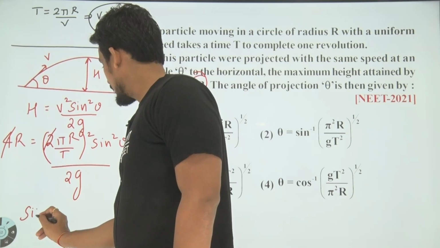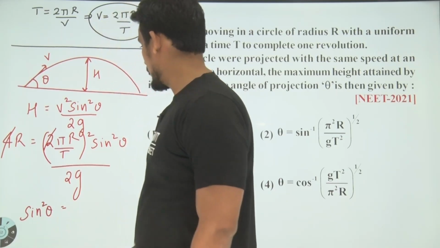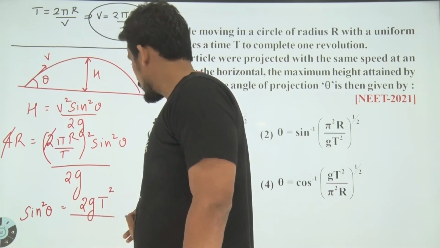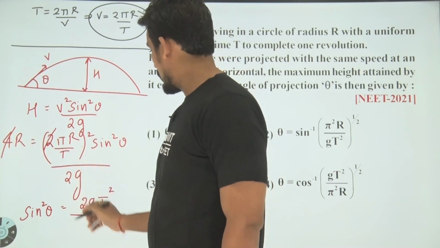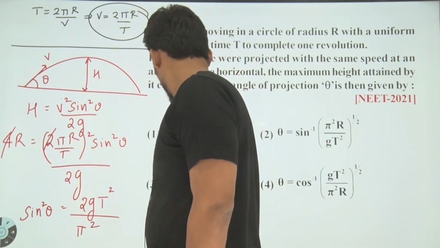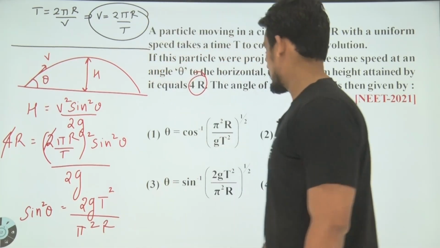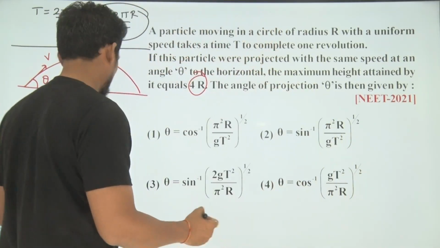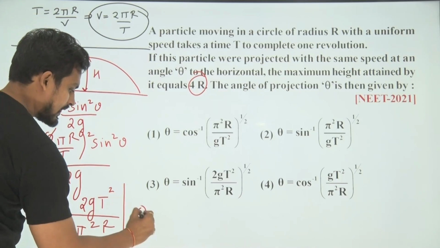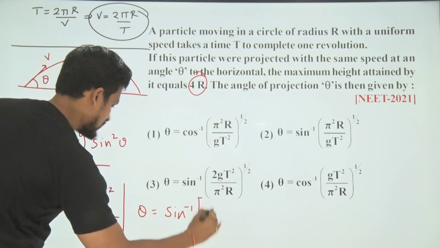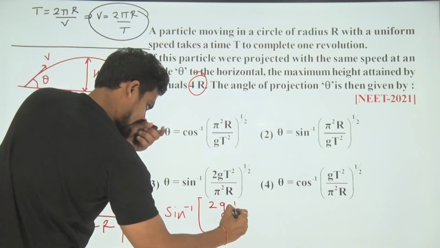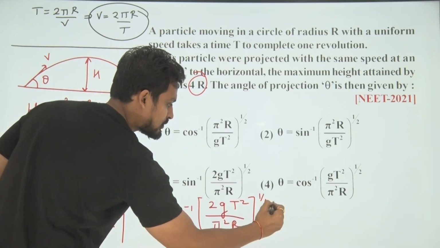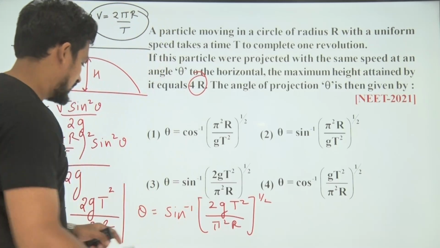So finally, can I write down sine square theta is equal to 2g into T square upon pi square into r. Just have a look at this. Now once you are able to understand this, what will be the value of angle of projection? Let me write somewhere over here. So can I say theta is equal to sine inverse, and this would be 2g T square upon what? Upon pi square into r. And this is to the power of half. Right? So this becomes the final answer.